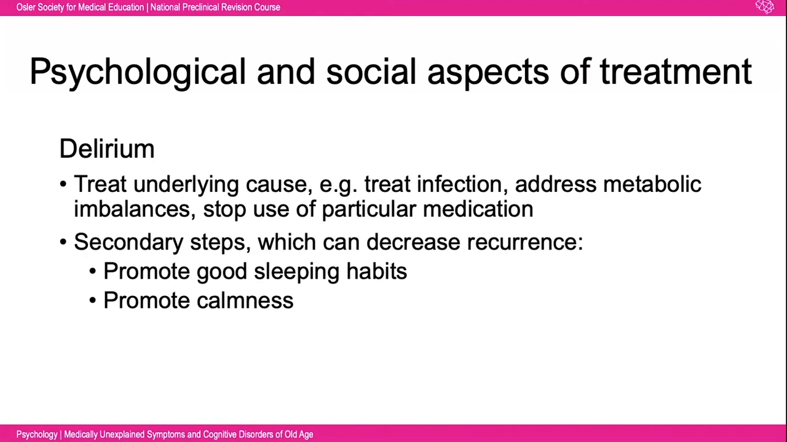So in delirium, the first goal of treatment is to treat the underlying cause, such as the acute illness, to address metabolic imbalances, to treat the infection, or stop the use of a particular medication. There are also secondary steps which can decrease the chance of recurrence, and these include promoting good sleeping habits, such as a quiet, dark room and uninterrupted sleep at night, and promoting calmness, so communicating in simple language, keeping familiar and favourite objects around, approaching the person calmly, avoiding arguments, minimising noise levels, and using comfort measures, such as reassuring touch when possible.